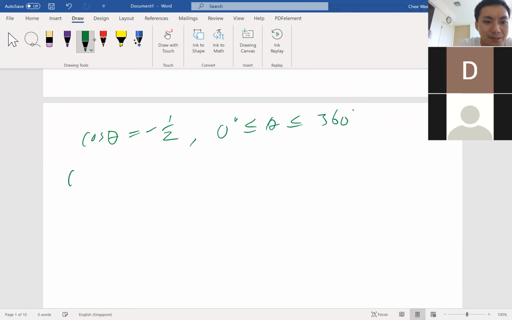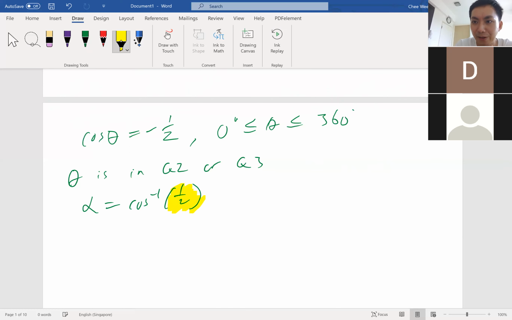So theta would thus be in Q2 or Q3 because it's negative, right? So it cannot be in Q1 nor Q4. So you will write alpha is equal to cosine inverse half, okay? I cannot emphasize this enough. It's half and not minus half. If you press arc cosine minus half, you will have a totally different answer.